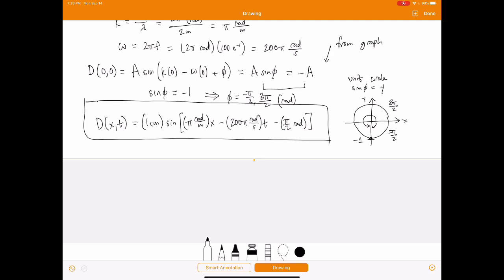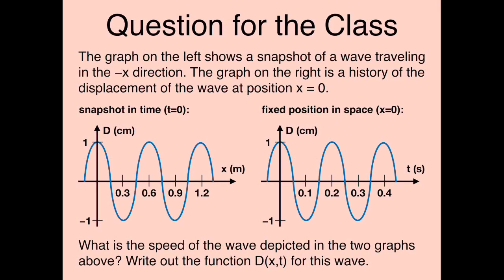So that right there is the general solution for this wave. It describes exactly what's going on with the wave. You can plug in any value of x and t, and this will tell you exactly what the displacement of the wave is for that value of x and t. So that's how this works. Okay, so let's do another one of these.